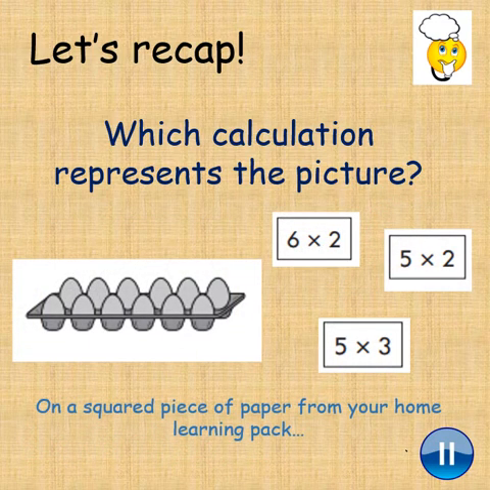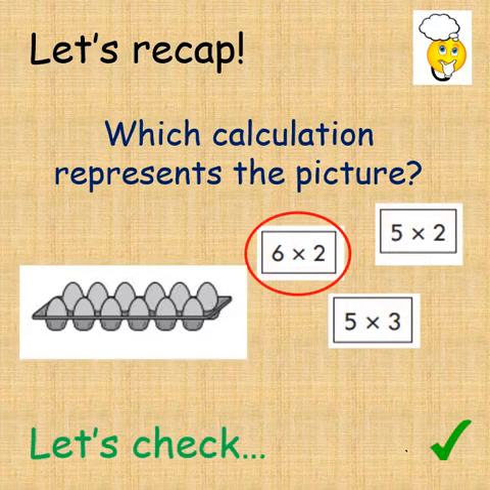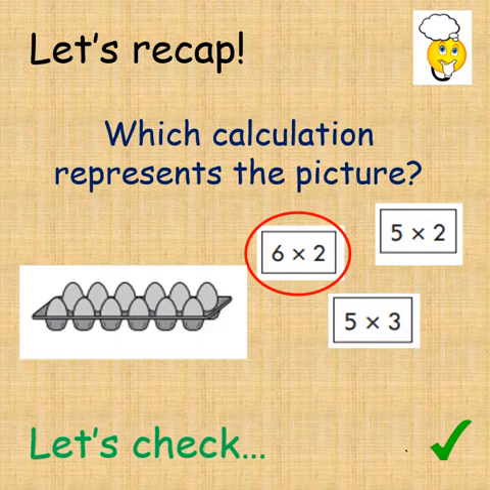Okay, this time I've got a different egg box. Okay, I would like you to choose the calculation that represents the picture. Pause the video here and have a go. Okay, you should have put 6 multiplied by 2 because I can see that there are 6 eggs in 2 rows. So well done if you got that right.